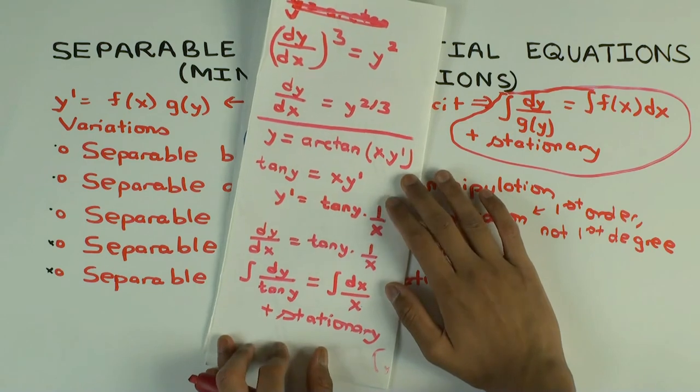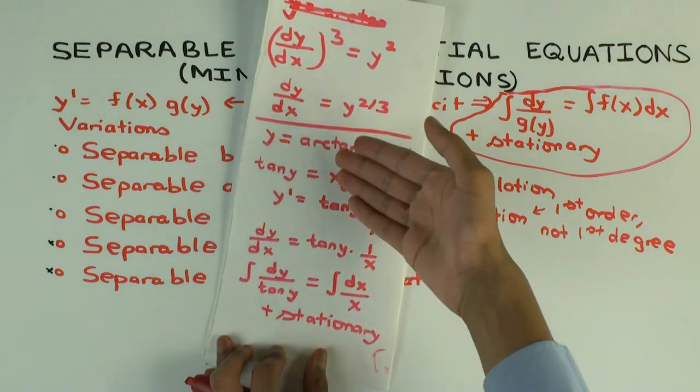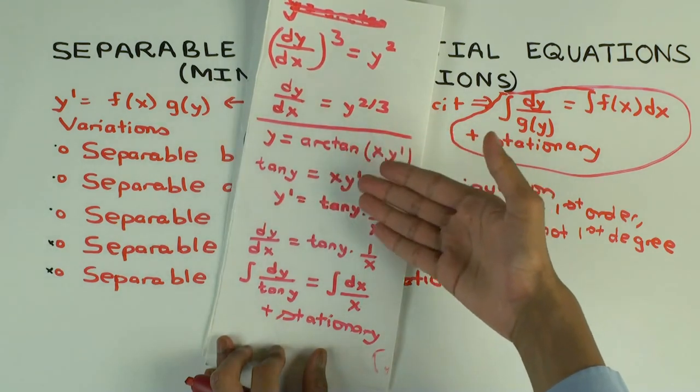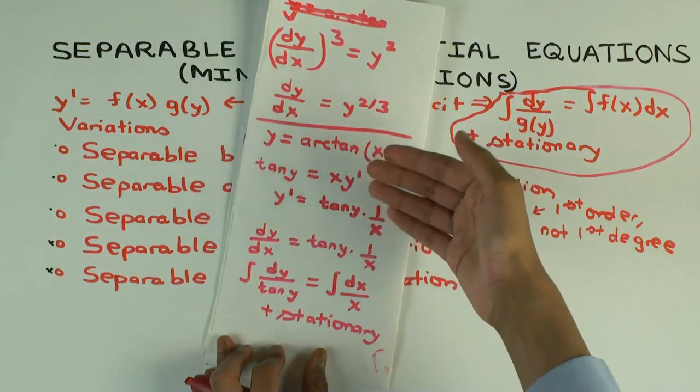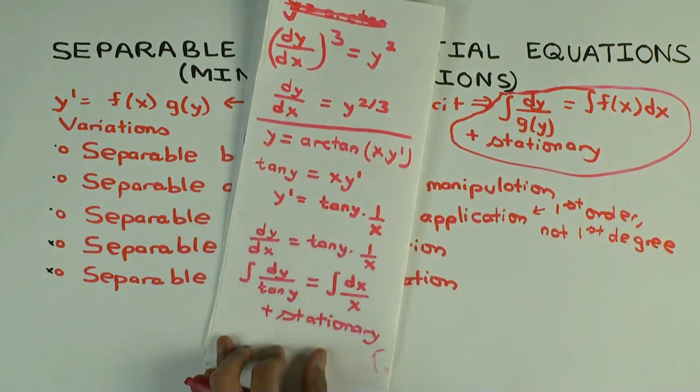Okay. But the idea is that your y prime is being multiplied by something and a function is being applied. You apply the inverse function of that to get rid of the function and then make it just first degree. And then once it's first degree, then you see if it is separable. In this case it is, and you have simplified it.